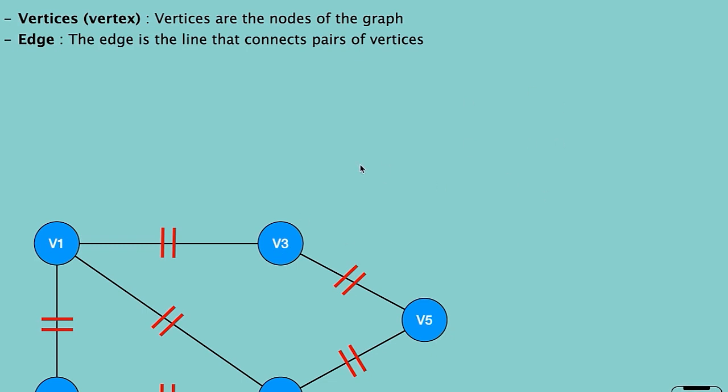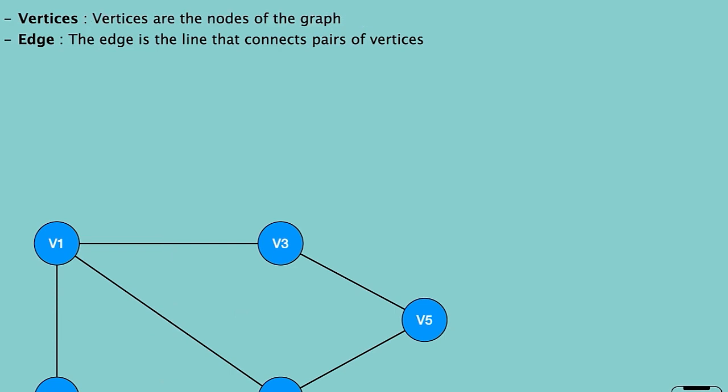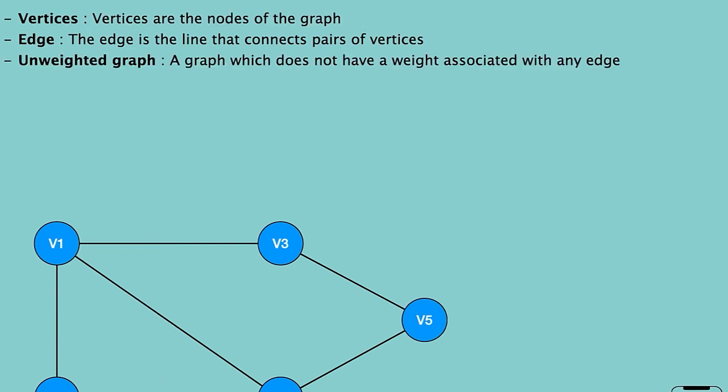So these connections are called edges. The next terminology is unweighted graphs. A graph which does not have a weight associated with any edge is called an unweighted graph. In this graph that we have over here, we see that we don't have any weight associated with any edge. All edges that we showed here are unweighted, so our graph is called an unweighted graph.